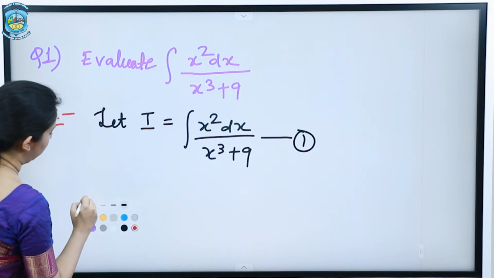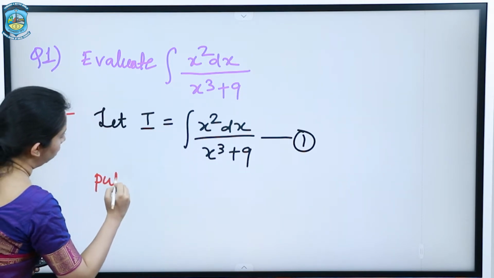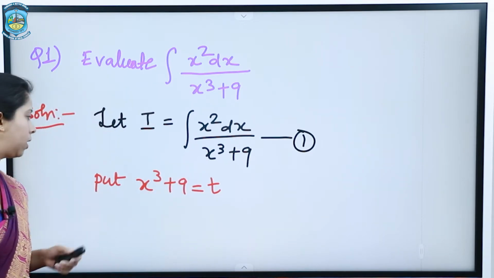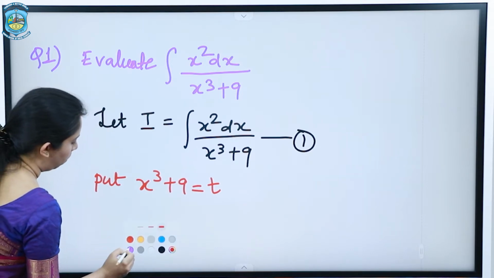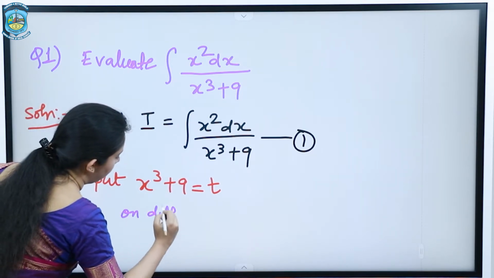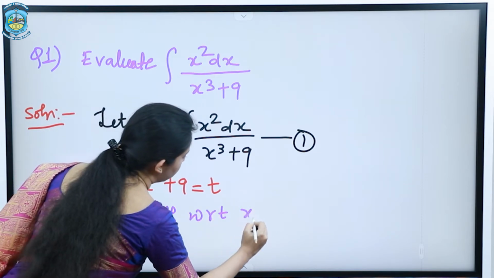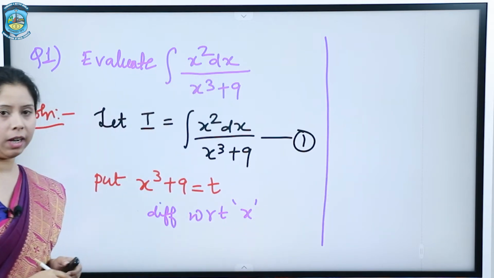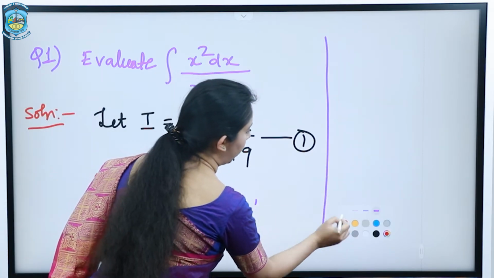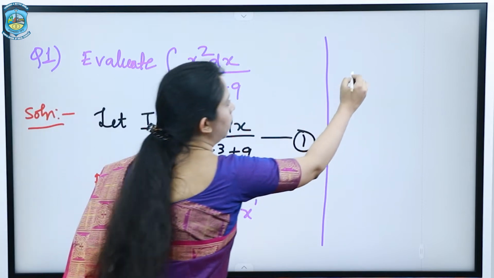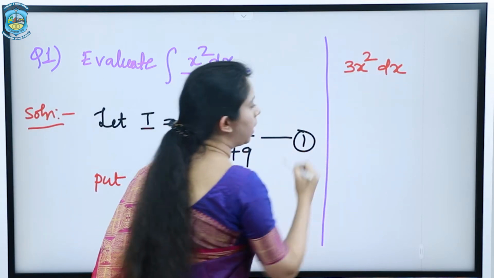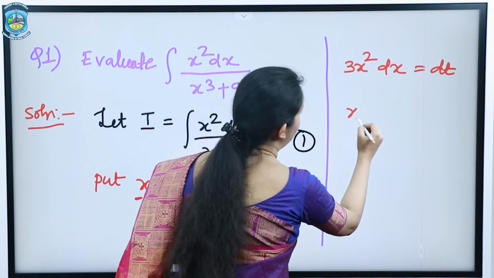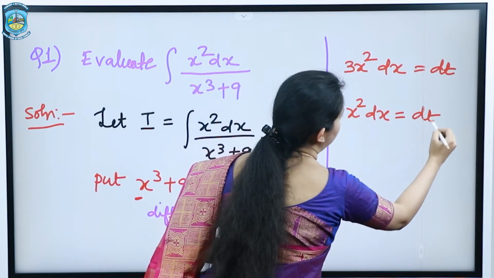For this, we can put x cube plus 9 as t. In equation number 1, we can put x cube plus 9 as t and differentiate both sides with respect to x. So, when you differentiate both sides with respect to x, what will we get? Differentiation of x cube will become 3x square dx, and that is equal to dt. So, from here we can get the value of x square dx, that is dt by 3.